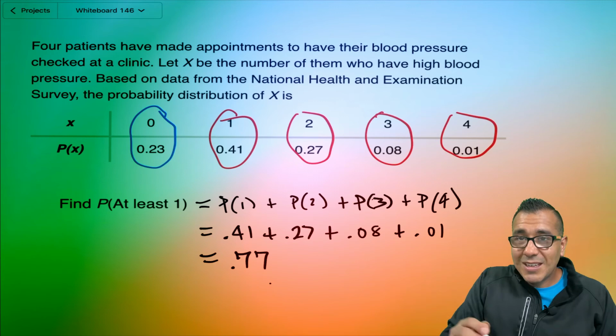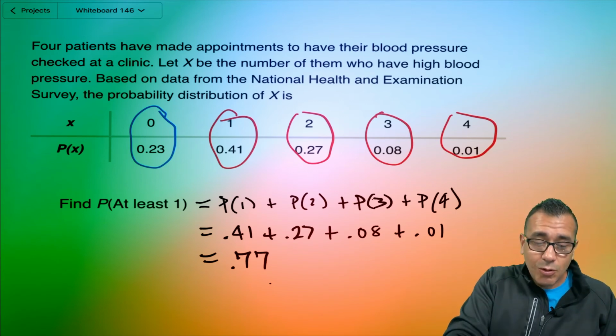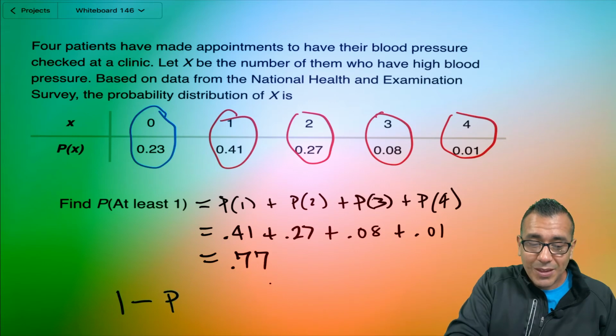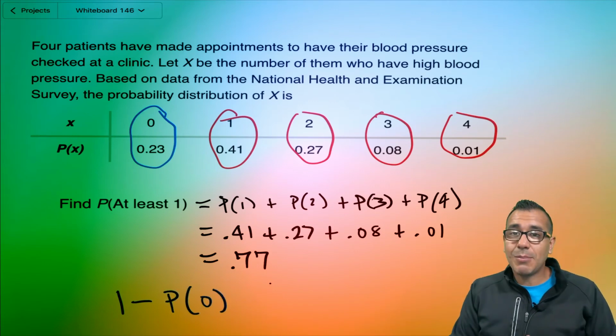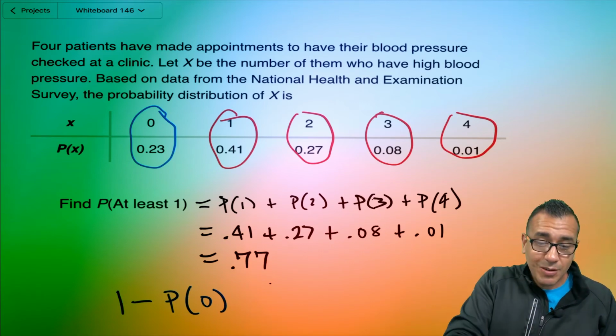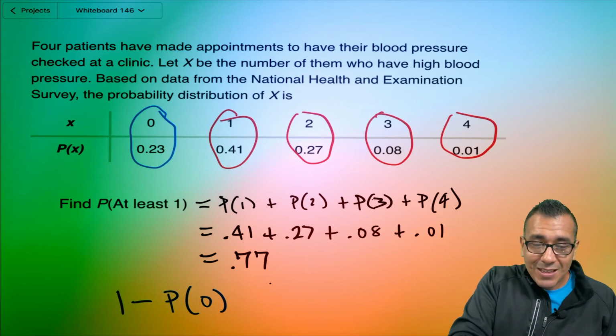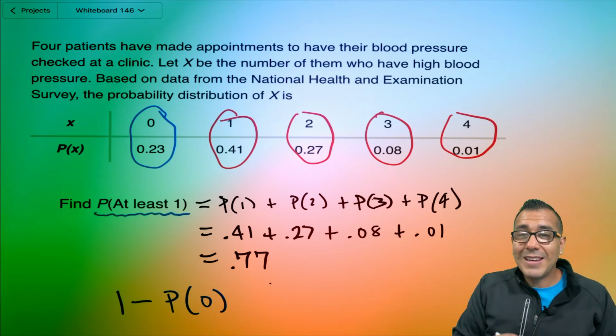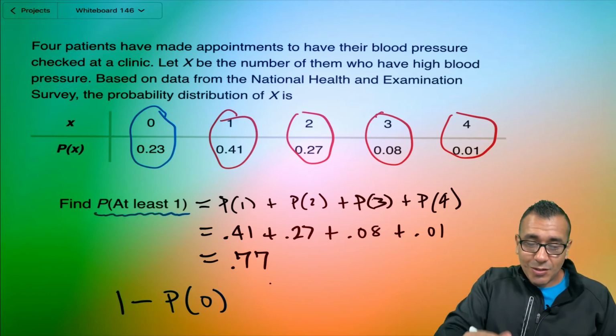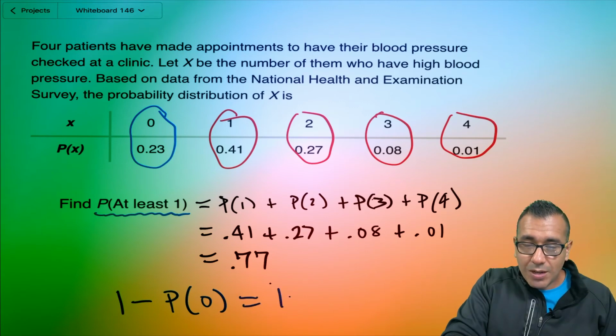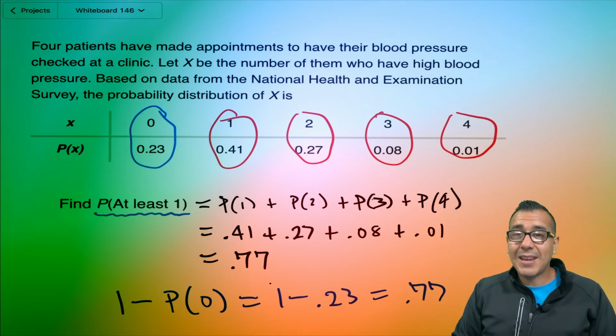But using the idea of complements, we could also find the probability 1 minus the probability of exactly none of them having high blood pressure. And that's going to be the same exact thing as finding the probability of at least 1. So in doing so, we get 1 minus 0.23. And what do you know? Boom, you get the same exact answer.